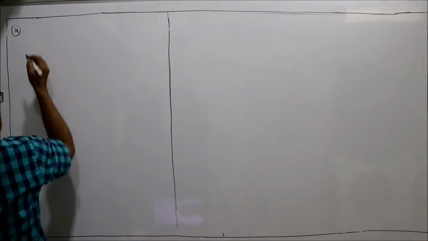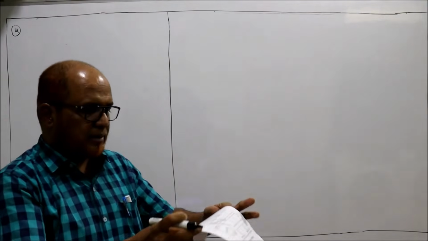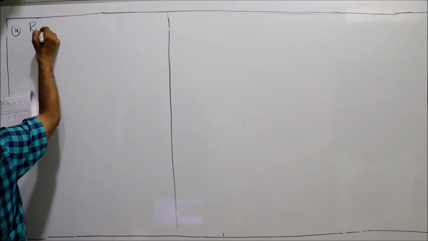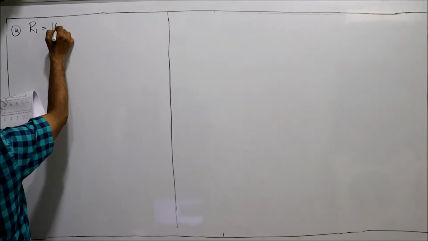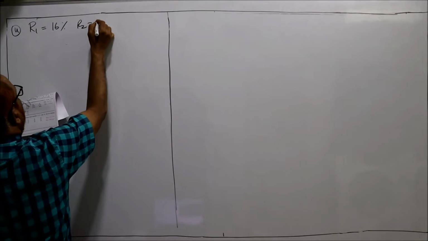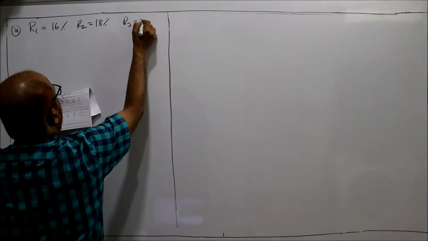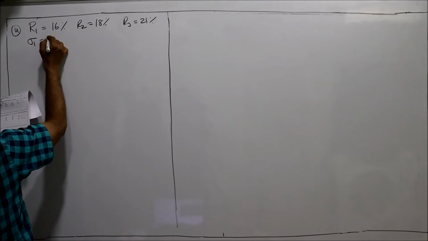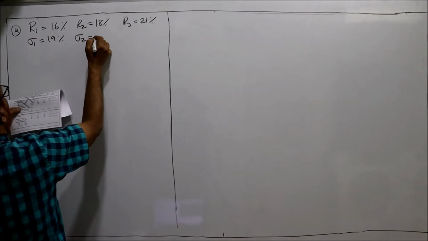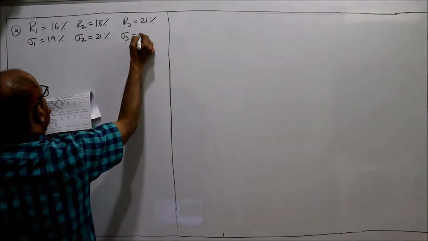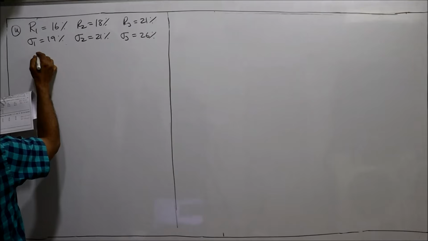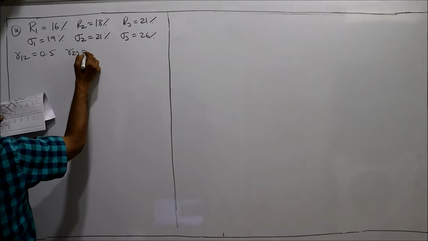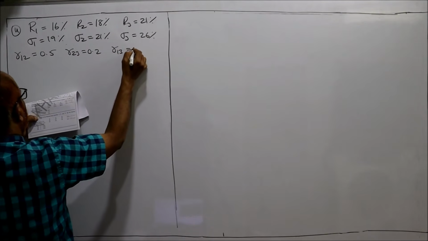This is the fourth problem. First we write down the information which is given in the problem. That will make the problem easier. So we can write R1 is equal to 16%. R2 is equal to 18%. R3 is equal to 21%. Similarly, sigma 1, standard deviation 1, 19%. Standard deviation 2, 21%, standard deviation 3, 26%. Similarly, correlation R12 is equal to 0.5, R23 is equal to 0.2, R13 0.5.